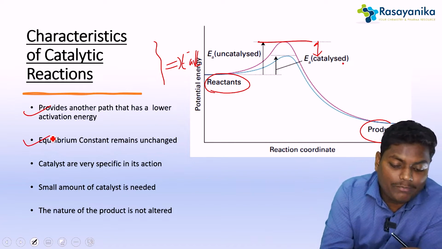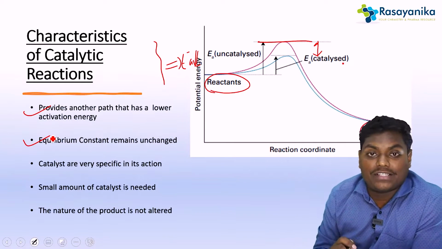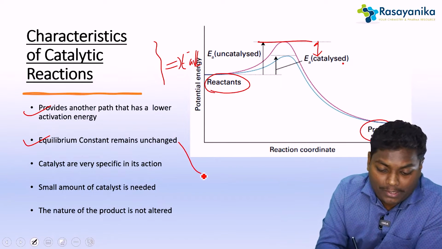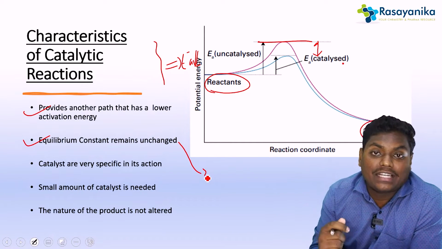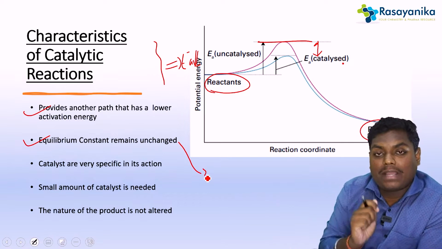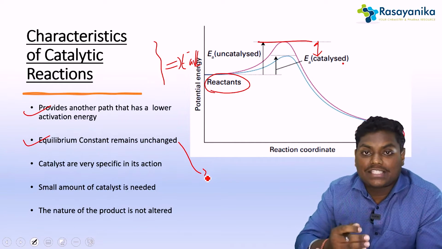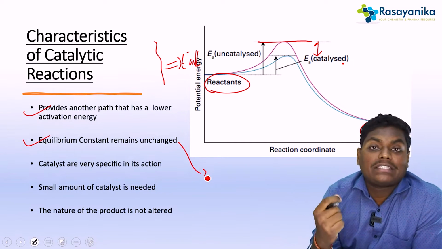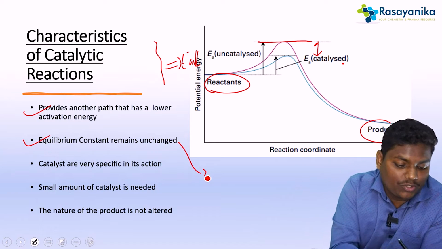Coming to the second point, due to the use of a catalyst, the equilibrium constant does not change. Once again, why? Because the catalyst will increase the forward reaction in the same manner as it does the backward reaction. So the position of the equilibrium does not change. It just happens that the equilibrium is attained quickly, but the position or the equilibrium constant does not change.